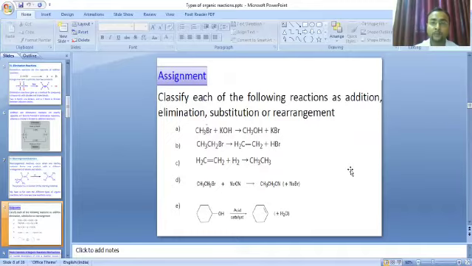In the last example, cyclohexanol in the presence of an acid catalyst gives the product cyclohexene, and that is the elimination reaction. So we can find out what type of reaction it is: addition, elimination, substitution, or rearrangement. Now come to the basic concepts of organic reaction mechanisms.